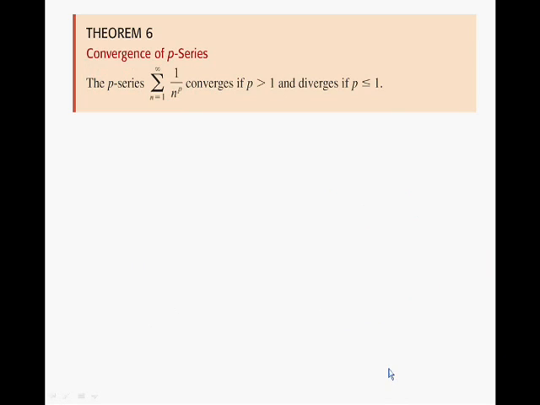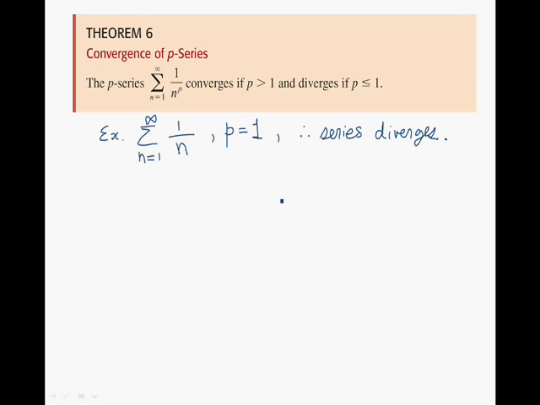So we see that when p is greater than 1, the p-series converges, and when p is less than or equal to 1, the p-series diverges. Let's begin by looking at a series that we already know falls within the category of p-series, which is the harmonic series. For this series, the value of p is equal to 1, and therefore by Theorem 6, the series diverges, and this confirms what we had found previously about harmonic series using the integral test.